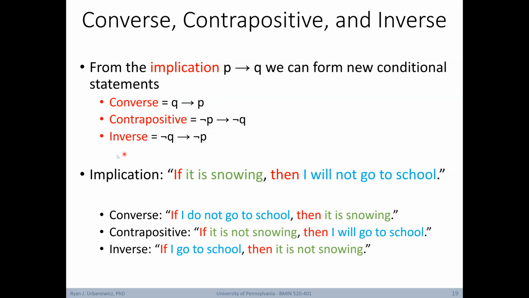Here's an example starting with an original implication. If it is snowing, then I will not go to school. The converse would be if I do not go to school, then it is snowing. The contrapositive would be if it is not snowing, then I will go to school. And lastly, the inverse is if I go to school, then it is not snowing. As I go through these slides, feel free to pause and think about some of these examples along the way.